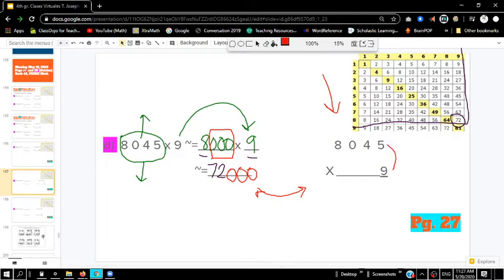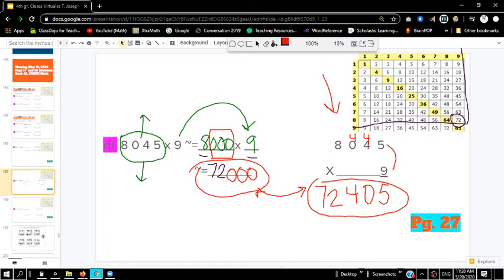5 times 9 is 45. 4 times 9 is 36, plus 4 is 40. 0 times 9 is 0, plus 4 is 4. And 9 times 8 is 72. I know that 72,000 is similar to 72,405. Great job.